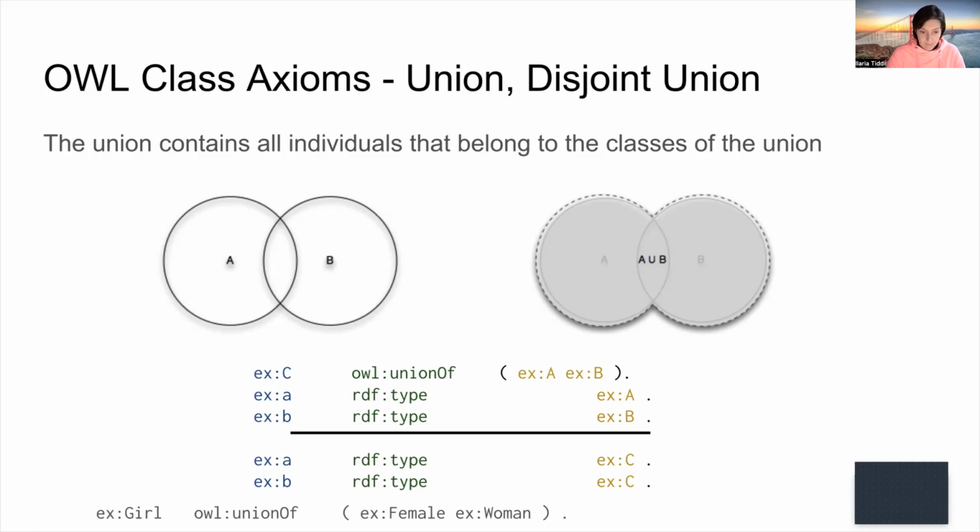So here we have girl is a union of female and woman, and then ace is of type female, ace is of type woman. Therefore, we can infer that ace is also of type girl.